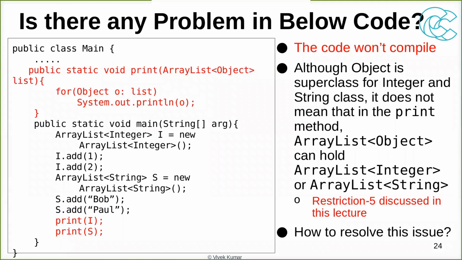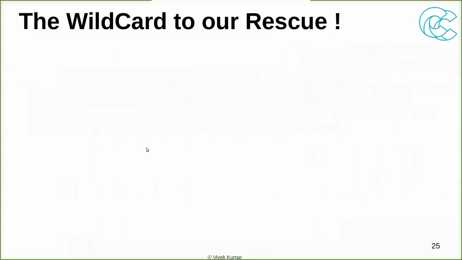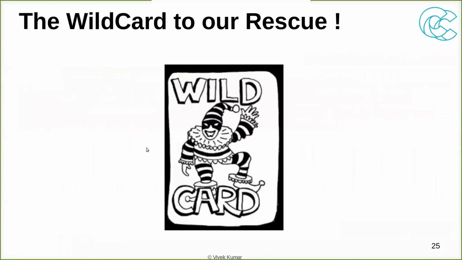So in theory, this should have been okay, because you are simply referencing this through the parent type, which is object, and you are assigning that to one of the subtypes, which is integer. In order to resolve this, there is a mechanism called the wildcard, right? And this is very similar to your regular expression wildcard.